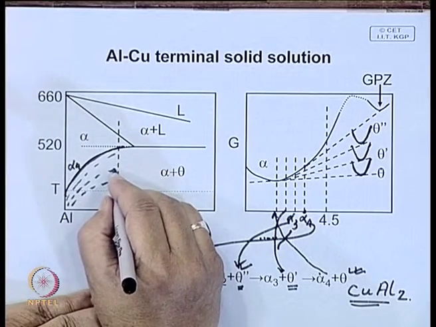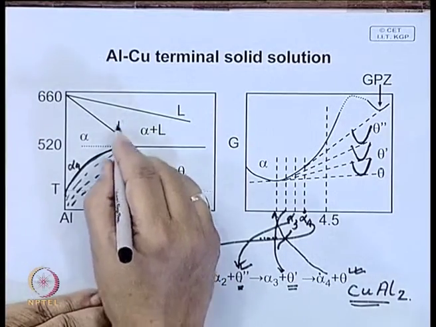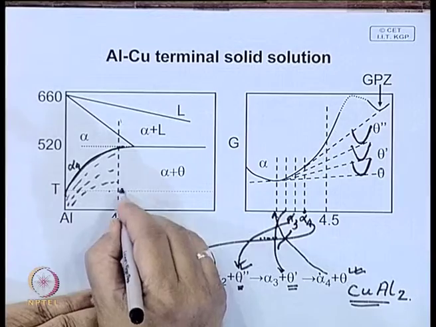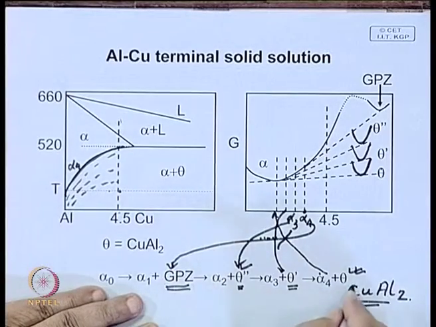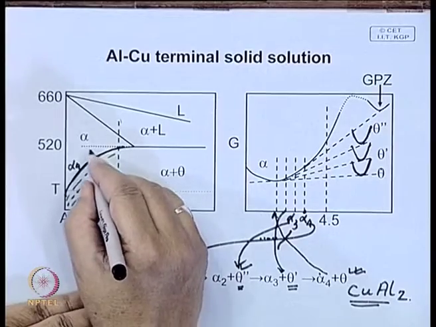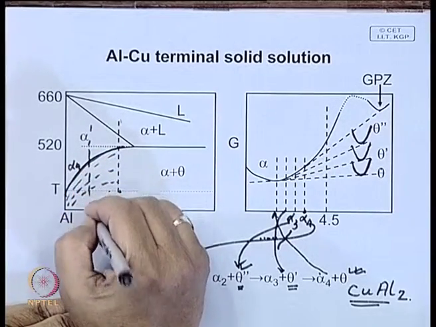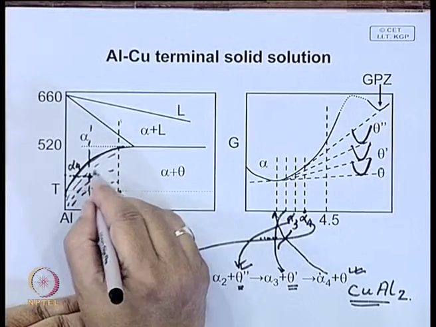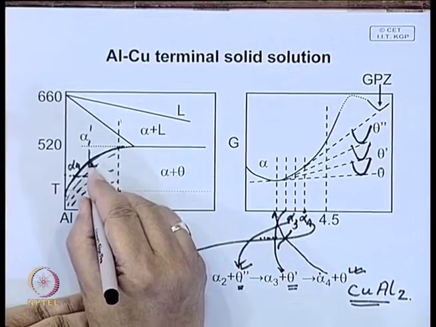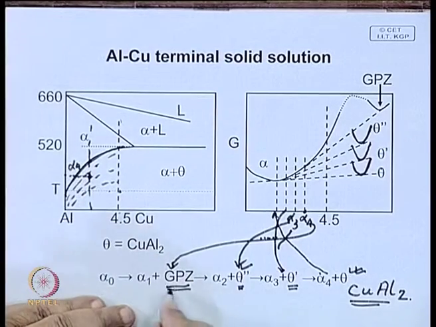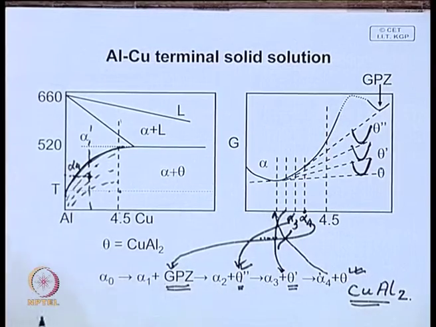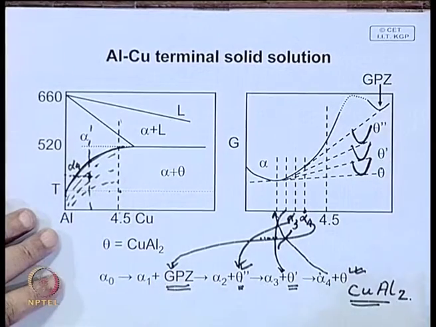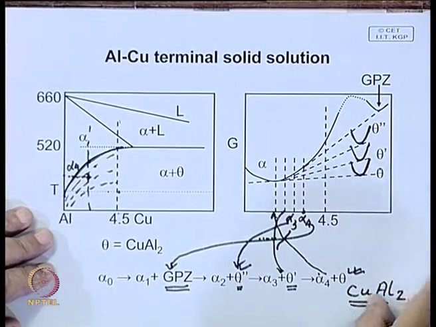Therefore, depending on the temperature at which you are aging, and this being the composition of the alloy, it will pass through all these intermediate steps. But if the alloy content is somewhere here and you are aging it at this temperature, in this case the only precipitates possible are theta prime and theta. That means the sequence of the precipitation process will depend not only on the composition, but also on the temperature at which you give the aging treatment.